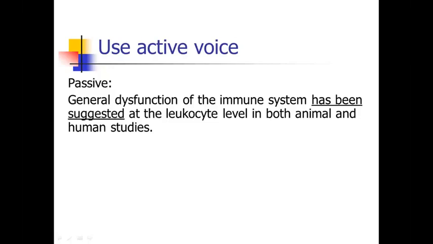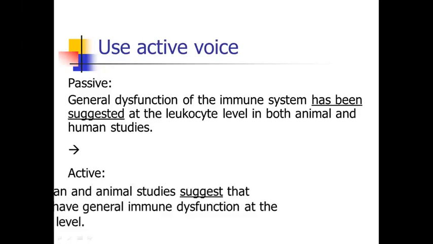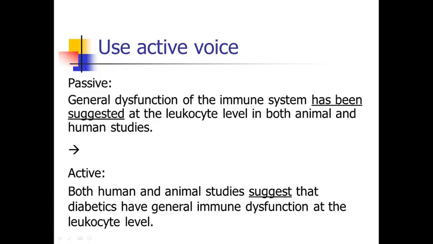So to turn this one back into the active voice, we would put the animal and human studies first and have them suggesting this conclusion. So we would say, both human and animal studies suggest that diabetics have general immune dysfunction at the leukocyte level. And notice that when I wrote it in the active voice, I added this phrase, that diabetics. It actually kind of forced me to be a little less ambiguous. And the active voice often forces you to be more specific about what you're talking about. So I've now put that one into the active voice. It's the studies that are suggesting this finding. And I actually had to give it a little bit more specificity there. It's this particular finding in diabetics.